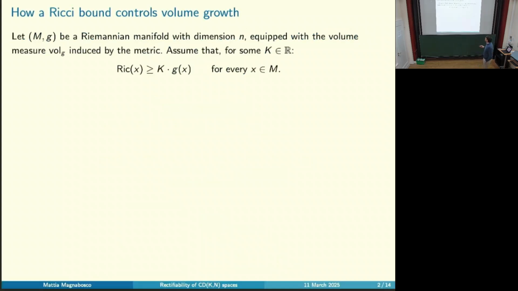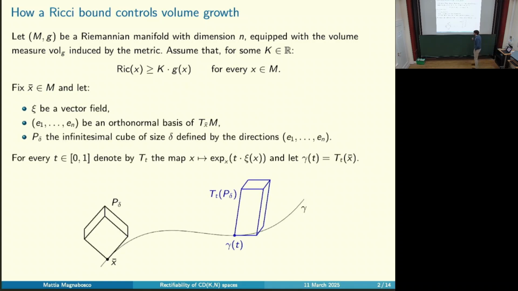Okay, so before giving you the definition, I would like to start with a motivational slide in which I would like to convince you that a Ricci lower bound controls volume growth along geodesic flows. So in particular, this is a smooth slide. We have a Riemannian manifold (M,g) with dimension n, and we equip it with the associated volume measure, and we assume to have a lower Ricci bound of this type. So we assume the Ricci curvature tensor to be bigger than or equal to K times the metric tensor g.